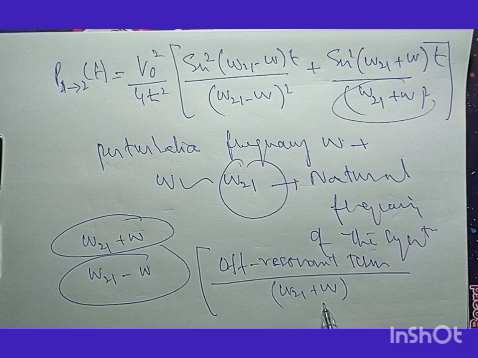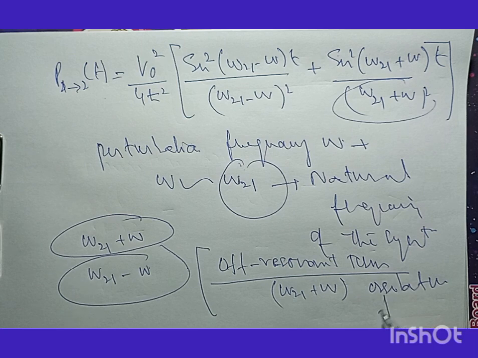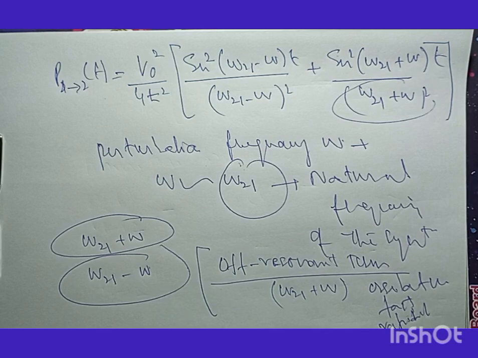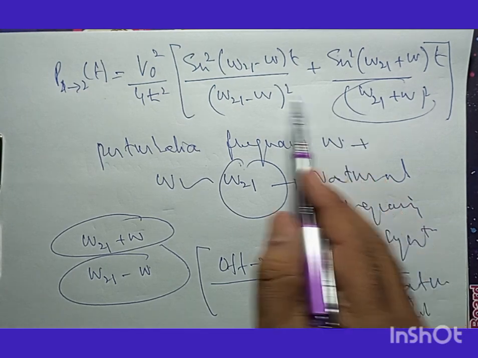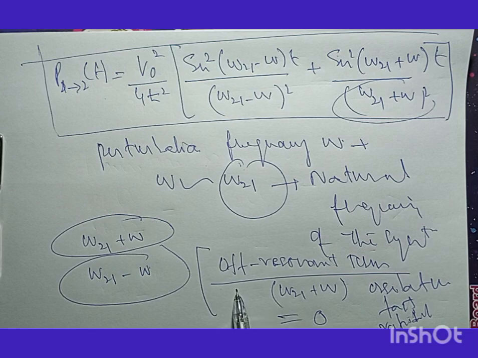And this term oscillates fast. It oscillates rapidly. And since it oscillates fast, it averages out to 0 over time. So this term does not contribute significantly to the transition probability that we have obtained here. So this is our off-resonant term, that's omega 21 plus omega.